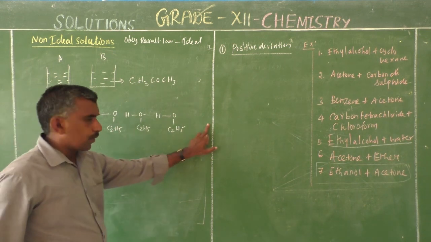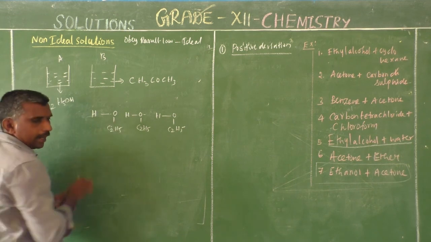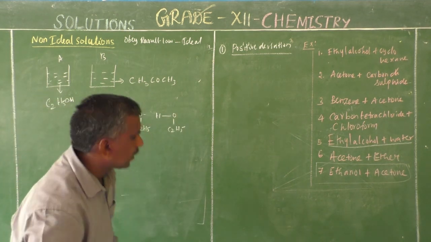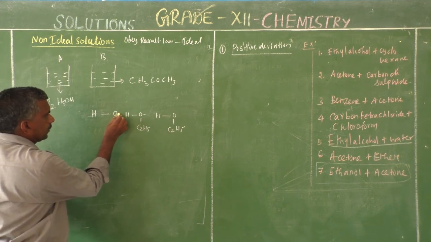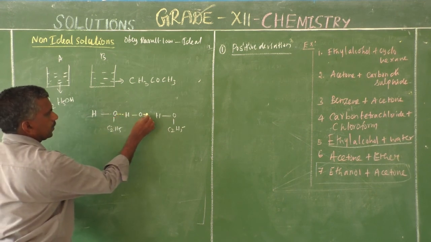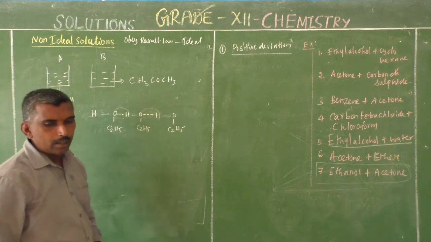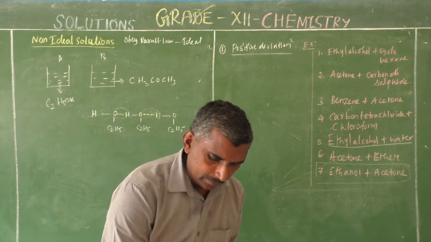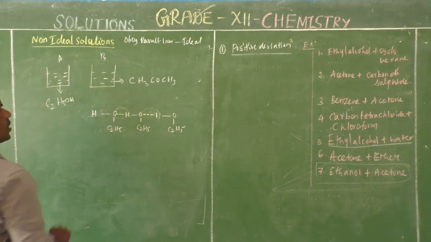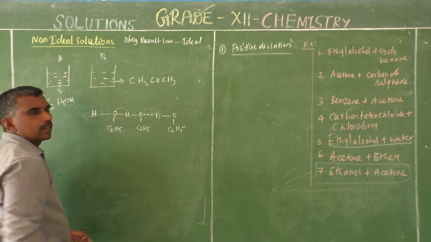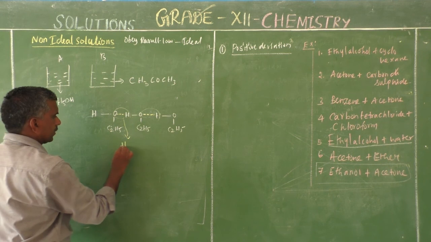So what happens in the solution? Hydrogen bonds are formed. The oxygen has an electron-rich site, and the hydrogen forms a hydrogen bond. This hydrogen bond is responsible for the high boiling point. So in solution A, which is ethanol, hydrogen bonding is present.